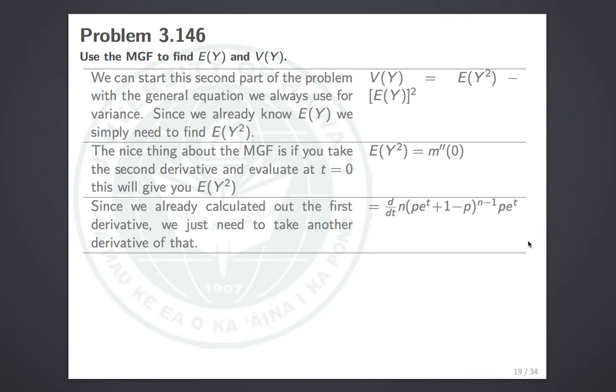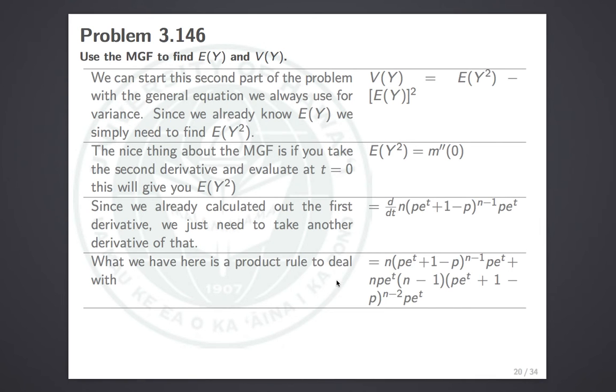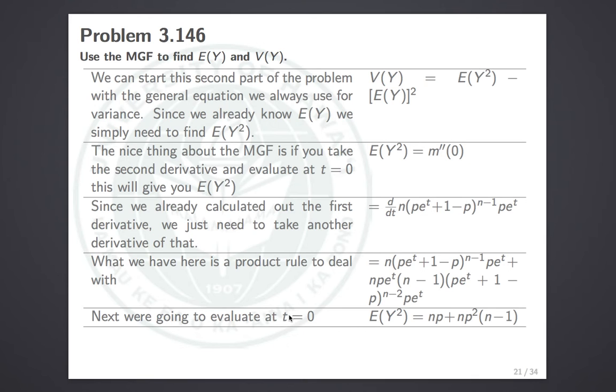So what I have here to deal with is a product rule. It gets a little bit complicated, but it's not really that bad. You just have to be careful. And then I evaluate it at t equals 0, and that pretty much kills everything over here.